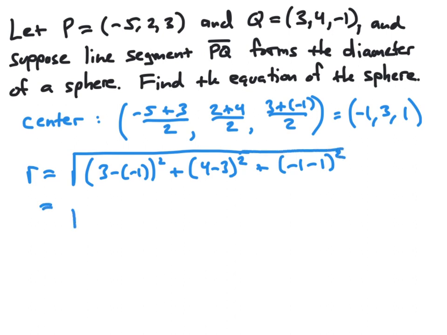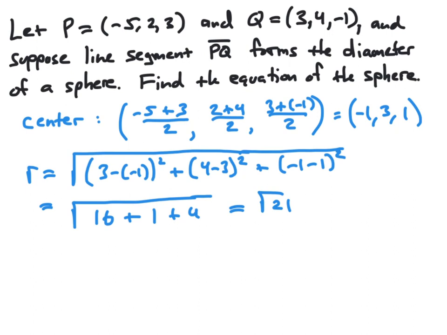We can then compute this. This will be the square root of 4 squared, which is 16, plus (4 minus 3) squared, which is 1, plus -2 squared, which will be 4. And we have the square root of 16 plus 1 plus 4, which will give us the square root of 21. So this will be the distance from the center to the point Q.